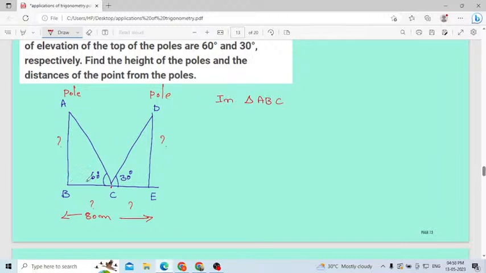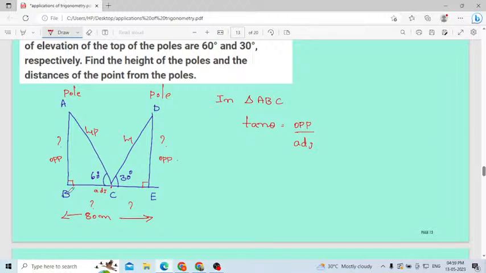Now consider triangle ABC. I am considering this triangle ABC. This one is 90 degree, this one is the adjacent, this is opposite, this is hypotenuse. Here also this is hypotenuse, this one is opposite. Then in triangle ABC, tan theta will be equal to opposite divided by adjacent.